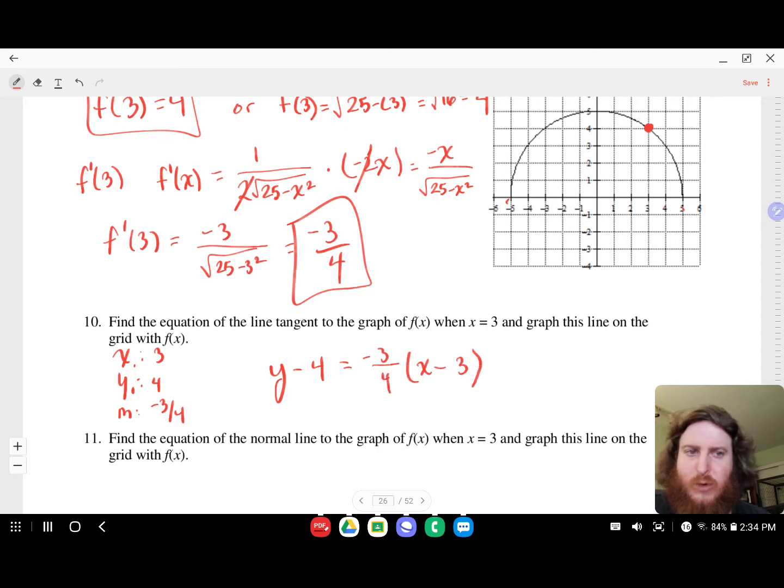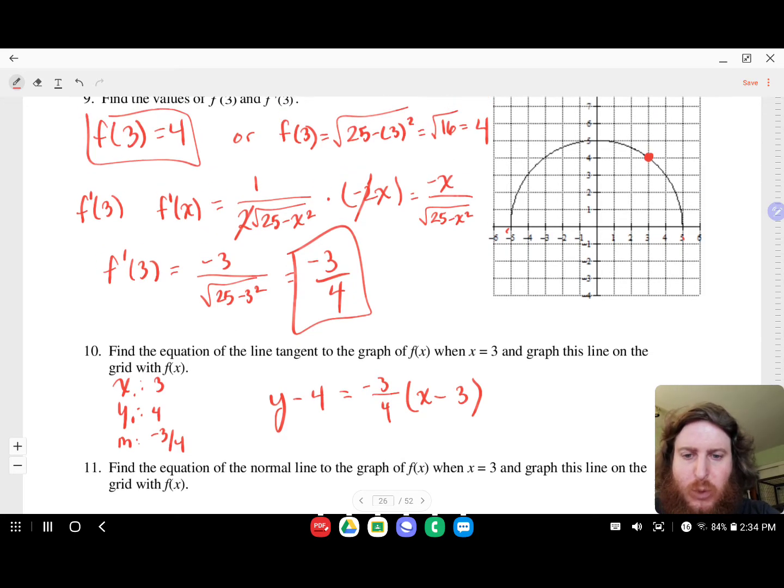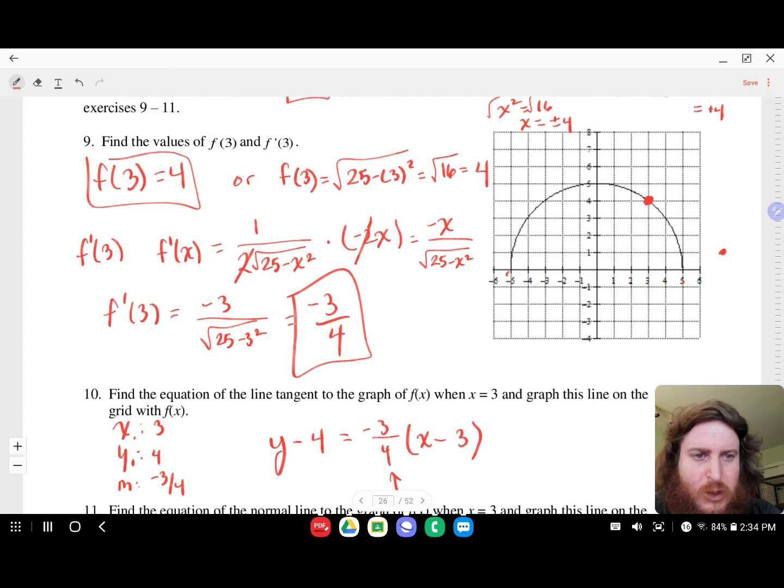So what we can do to graph this accurately is to start off with the point 3 comma 4, which I already have plotted, and then use our slope down 3 over 4. So down 3 over 1, 2, 3. 4 is going to be somewhere over here. And going backwards is a little easier. Up 3, up 1, 2, 3, left 1, 2, 3, 4, somewhere over there.